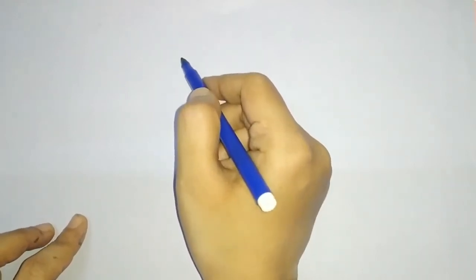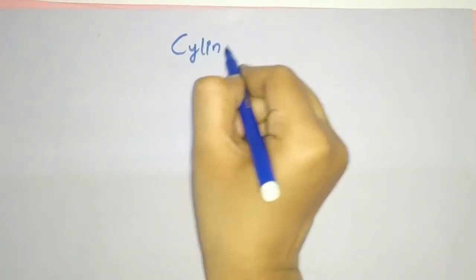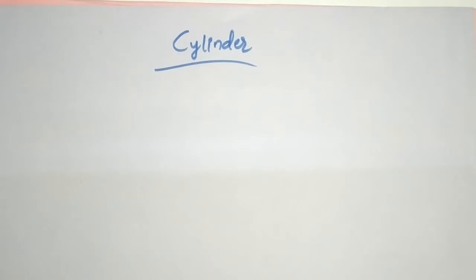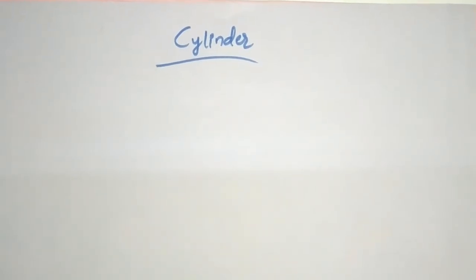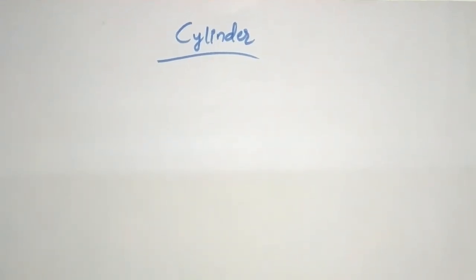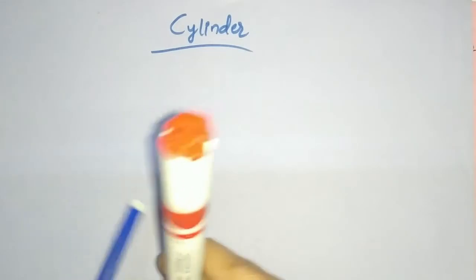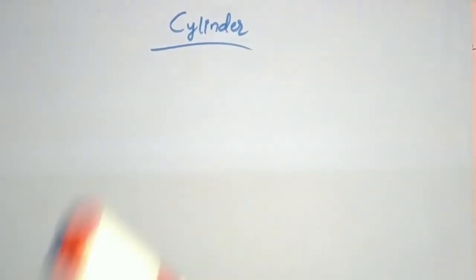Welcome back, dear students. In today's video we are going to see about the cylinder and how to get its surface area. So we'll start here. Cylinder. Friends, we know that a cylinder is like measuring jars and circular pipes, and even this marker is one kind of cylinder. These all are called cylinders.